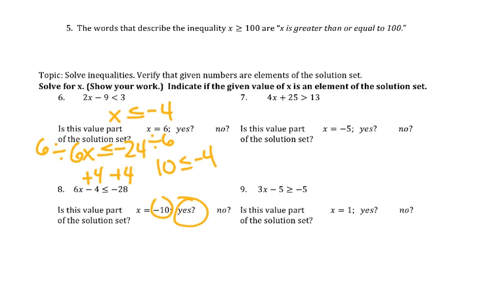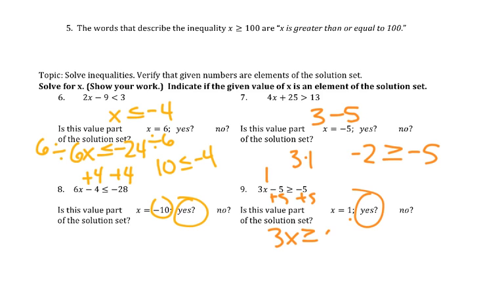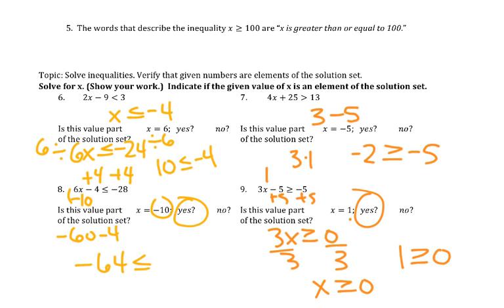Okay, and then number 9, we plug in a 1 for that. 3 times 1 is 3, minus 5 is negative 2. Is negative 2 greater than or equal to negative 5? Yes, it is, so that is part of my solution set. Okay, again, I could do the solving. Would have had 3x is greater than or equal to 0, divide by 3, x is greater than or equal to 0. Plug in 1 for x, and yes, it's still true. Same way that I could have plugged in a negative 10 here and got negative 60 minus 4. Negative 64, is negative 64 less than or equal to negative 28? Yes, it is.